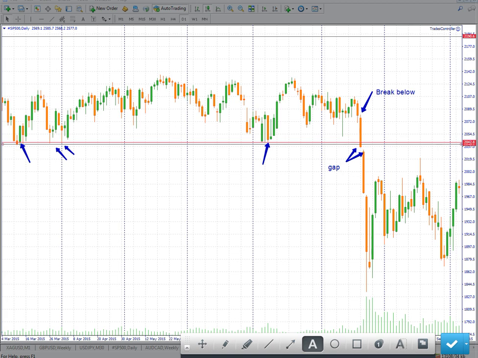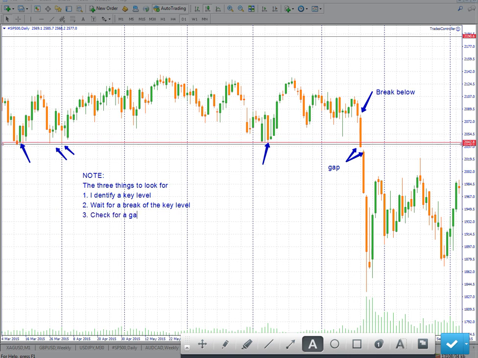The three things to look for. The very first thing, you have to identify a key level, which we've already done in this case. Then the second one, wait for a break of the key level. Then the third one, check for a gap after the break.